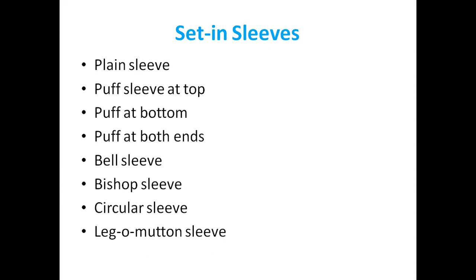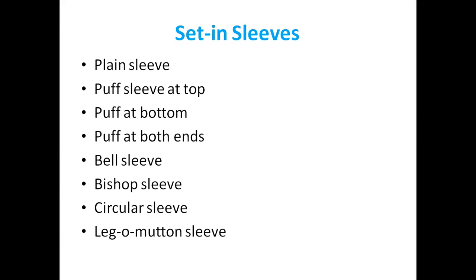First one is the plain sleeve, then the puff sleeve. This puff is again divided into three types. One is puff at the bottom, another one is puff at the top, and we will also have puff at both ends. Then we will be discussing the bell sleeve, followed by the bishop sleeve, circular sleeve, and finally the leg-of-mutton sleeve will be discussed in this set-in sleeve category.